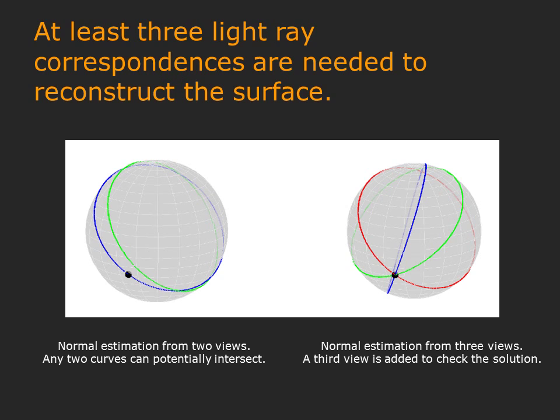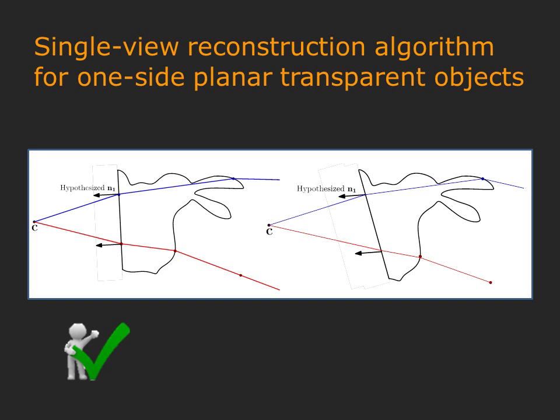As we can see from the left image, any two 1D curves on the sphere can potentially intersect, and thus it does not allow us to validate the hypothesized depth. However, if we include a third camera view, we can check if the third curve generated intersects at the same surface normal. If they do, then the hypothesized depth is correct. Therefore, we need at least 3 cameras to reconstruct a transparent object. If we further impose a surface model, for example, the object being planar on one side, then we can reconstruct the shape of a refractive object using just a single camera.